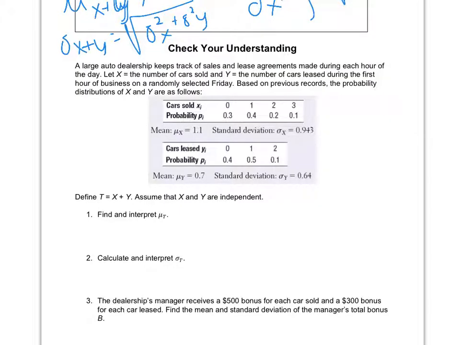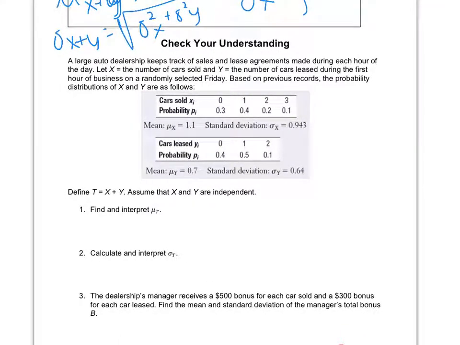Okay, so let's go back to this car dealership, with the boss that gets the $500 bonus for every car that's sold. So define t, which equals x plus y. Assume that x and y are independent. It wants you to find and interpret the mean of t. Well, my mean of t is going to be the mean of x plus the mean of y.